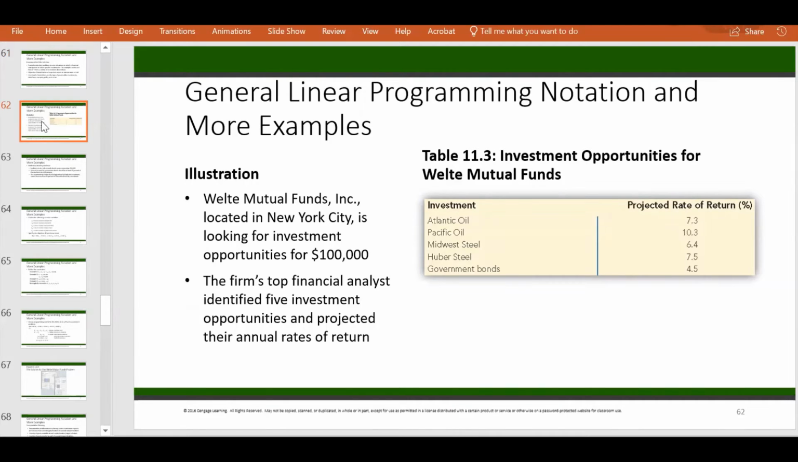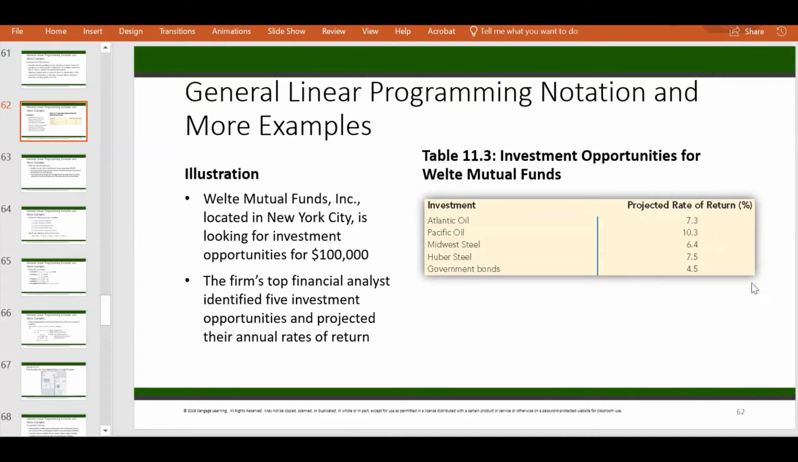So we're going to solve one specific example here, a very simple one. We are considering five alternatives: Atlantic Oil, Pacific Oil, Midwest Steel, Harbor Steel, and government bonds. And then we have the projected rate of return. These are expected values that are going to happen in the next year. So if you invest $100 in Atlantic Oil, assuming this is a stock, and you buy $100 worth of Atlantic Oil shares, you are expected to get $7.3 at the end of the year. That's how expected return works.